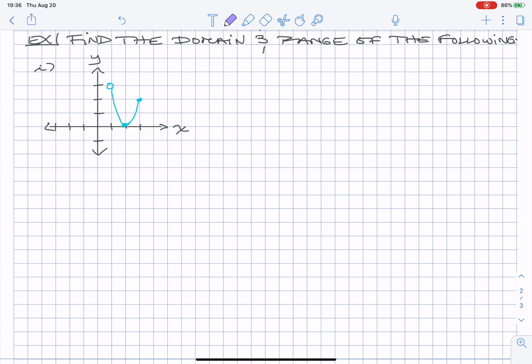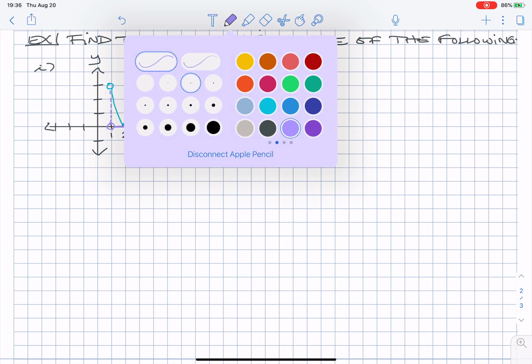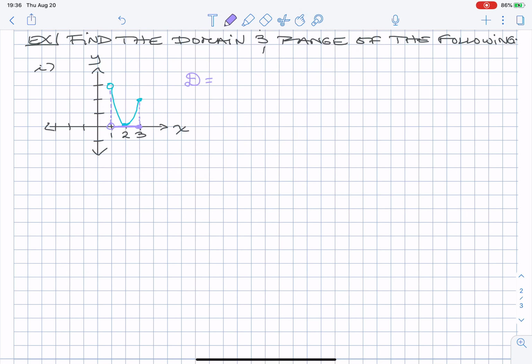So I want the domain to be that which I project onto the x-axis. If I put a shadow onto the x-axis, this function is going to have an open dot here at 1, but then a solid dot here at 3, and it'll be everything in between. So this is 1, 2, 3. The shadow this function makes on the x-axis, which is the domain, in interval notation will be open at 1, but bracketed at 3, because I can actually get there.